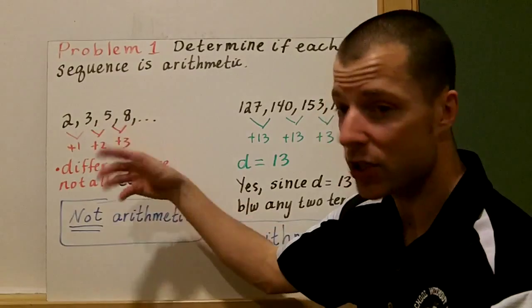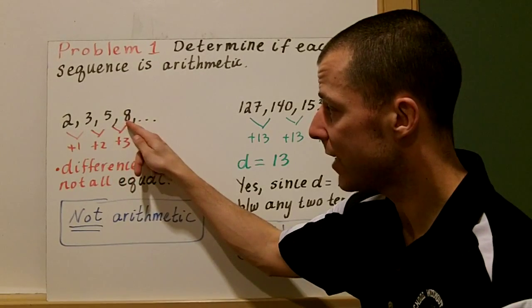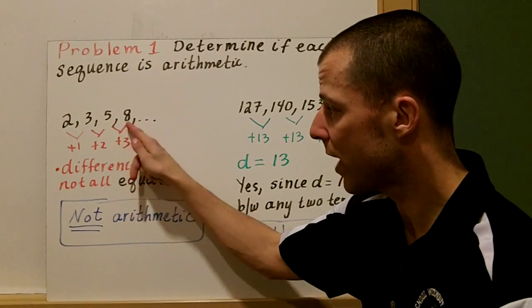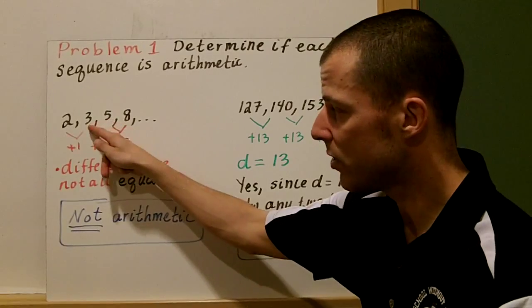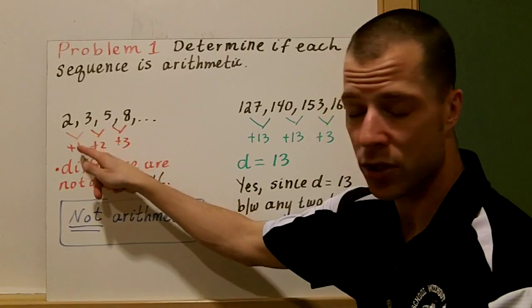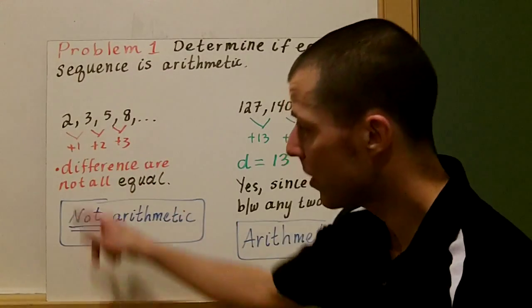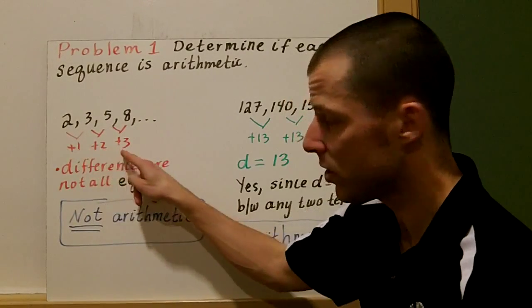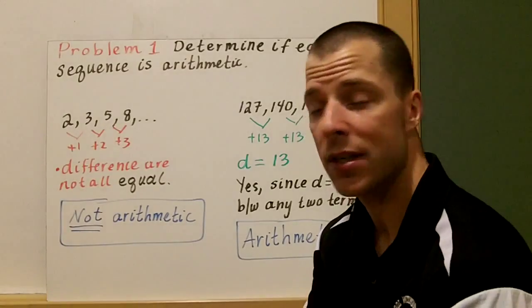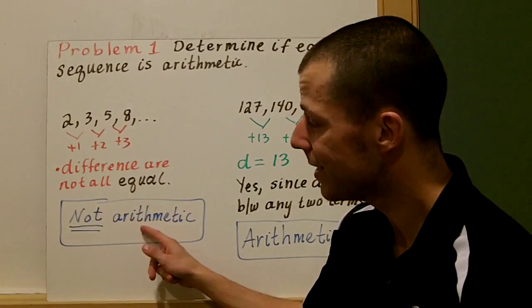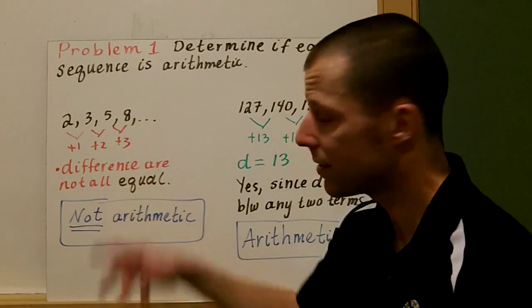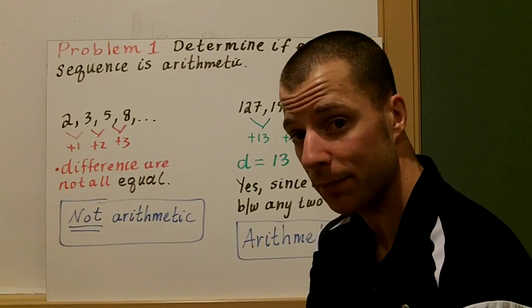Or you can actually subtract: the last term minus the previous term. 8 minus 5 is 3, 5 minus 3 is 2, and 3 minus 2 is 1. So the common difference here is not the same. If it was the same, we would have the same number at each of those 3 spots. So this is a sequence that is not arithmetic because the common difference is not the same.